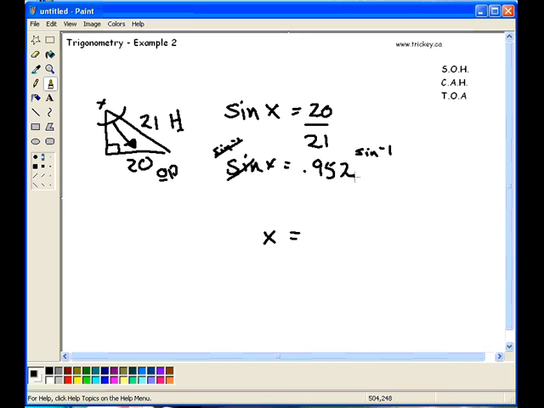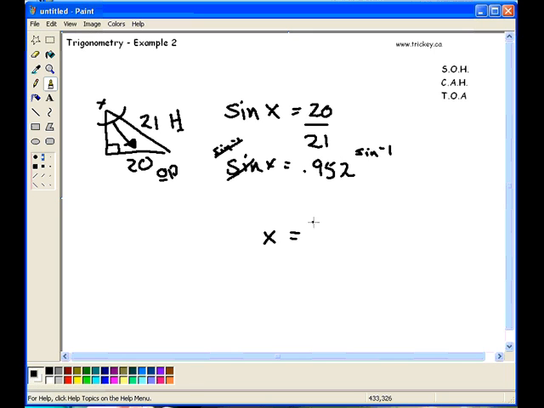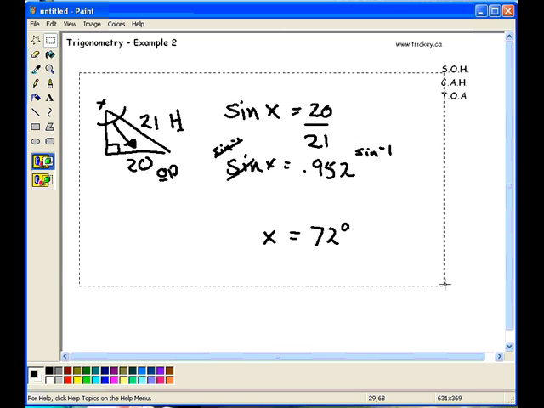So 0.952 times, or second function sine. So inverse sine gives me 72 degrees. Simple as that. X equals 72 degrees. There you go. That's how you solve using trigonometry when you want to solve for the angle.